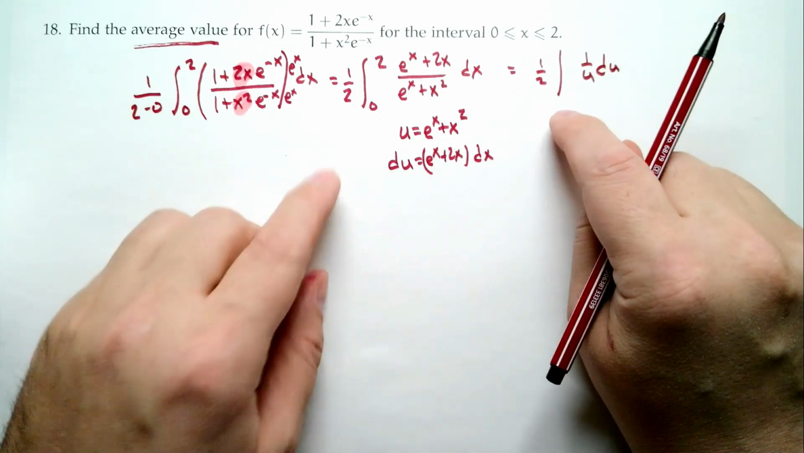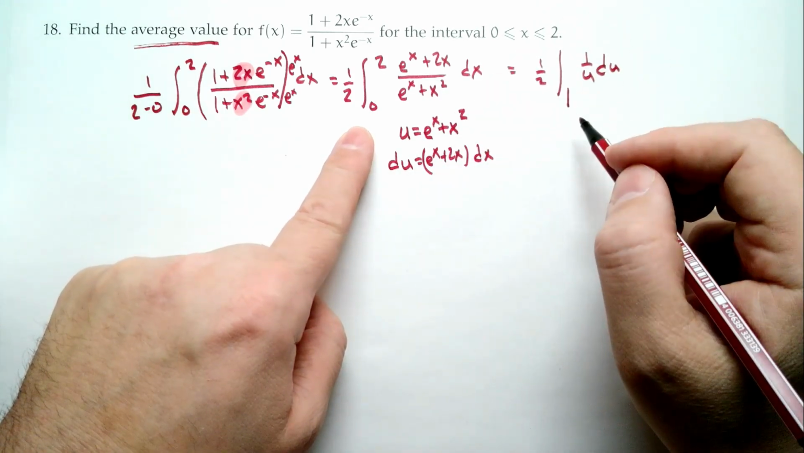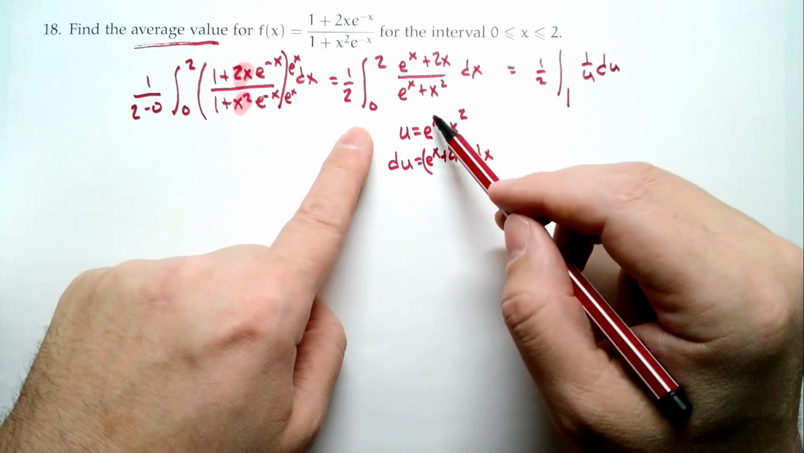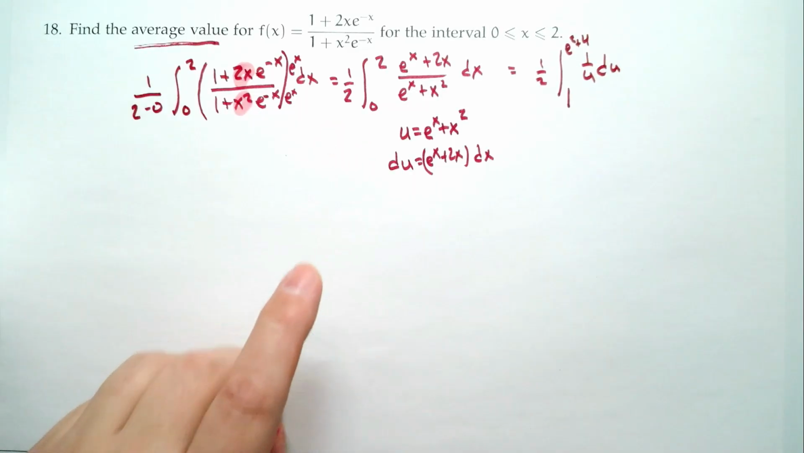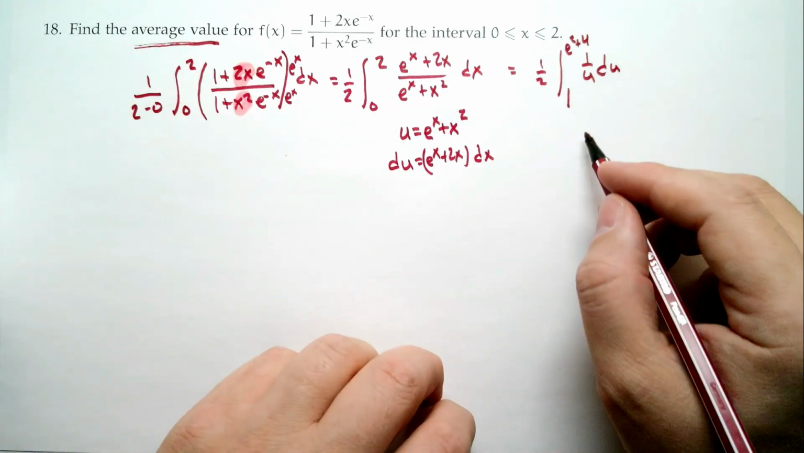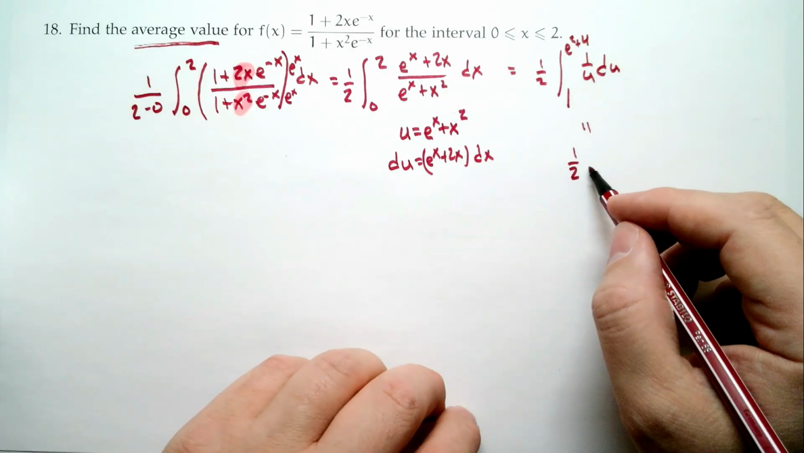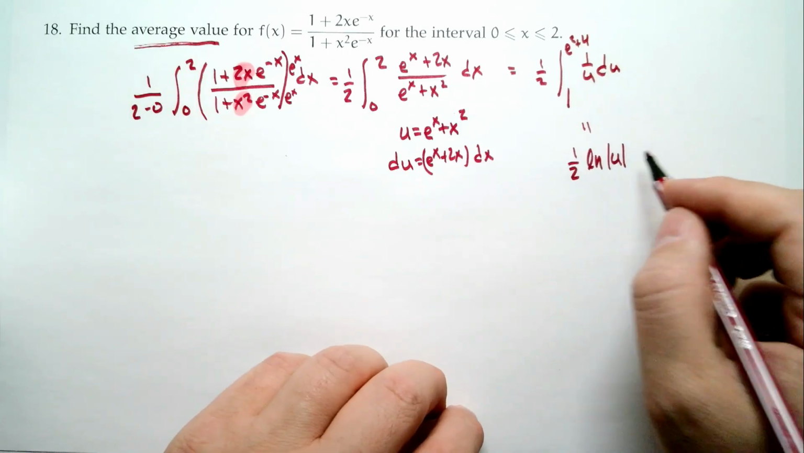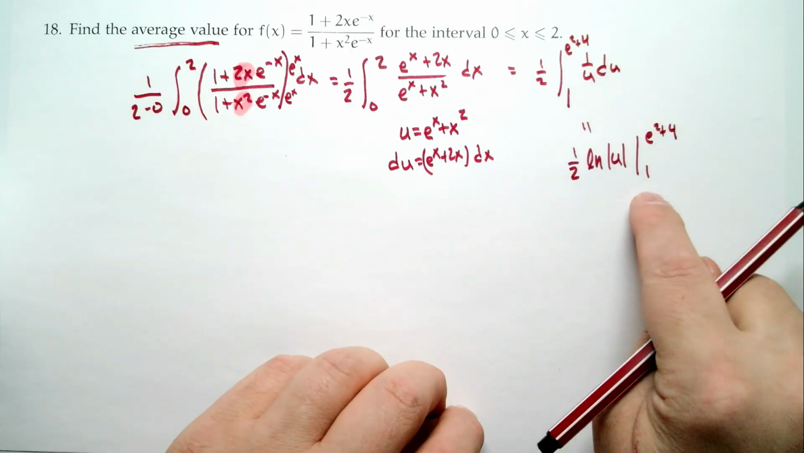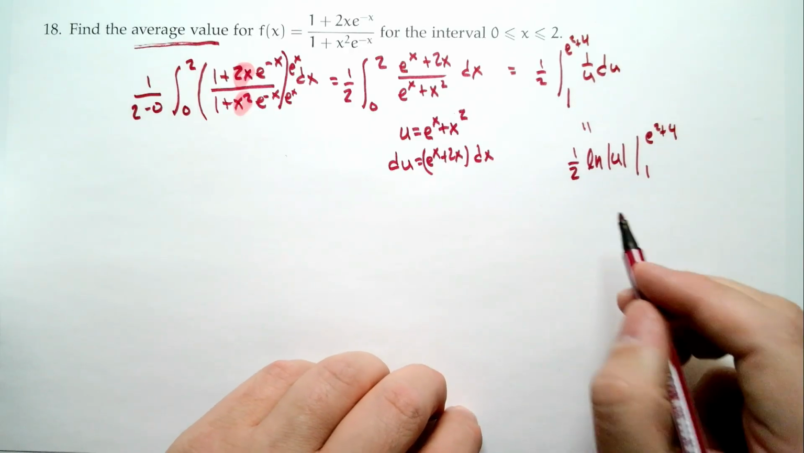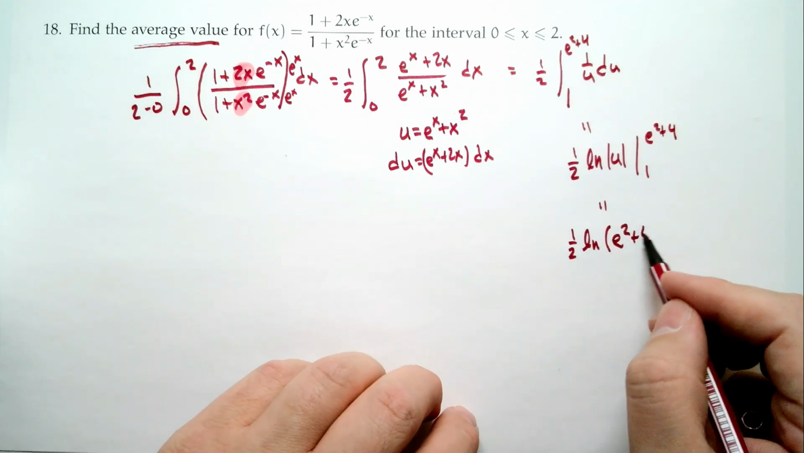Let's do our bounds. At 0, e to the 0 plus 0 squared is 1. At 2, e to the 2 plus 2 squared is e to the 2 plus 4. Can't really do much about that. Well, what's the integral of 1 over u? It's natural log of u, evaluated from 1 to e squared plus 4. The nice thing about natural log of 1 is that it's 0. And so our final answer is 1/2 natural log of e squared plus 4.